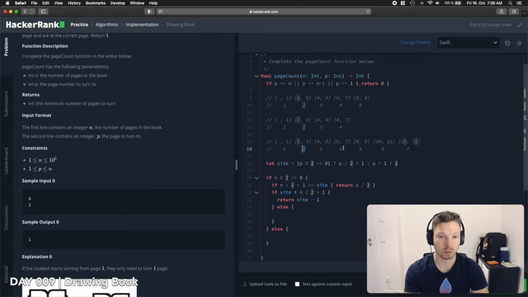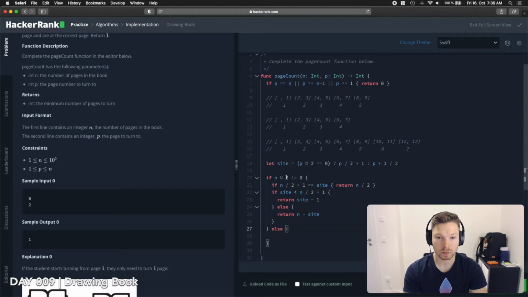Okay, and if it's bigger, then we have maybe n minus side, which leaves us with 2, and then it's 1, 2, or 6 minus n, which leaves us with 1.